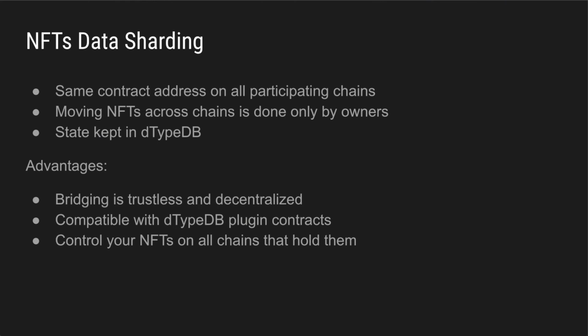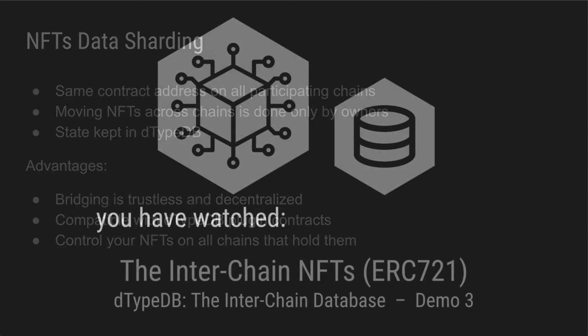What you saw in this demo is data sharding for NFT tokens. Same contract address on all participating chains. Moving NFTs across chains is done only by owners. State is kept in dTypeDB. Advantages: bridging is trustless and decentralized. The mechanism is compatible with dTypeDB plugin contracts, and you control your NFTs on all chains that hold them.